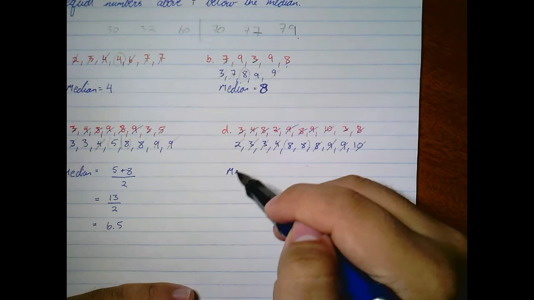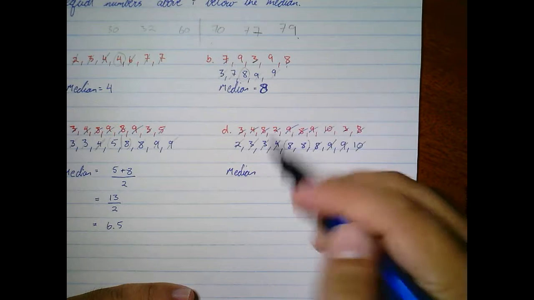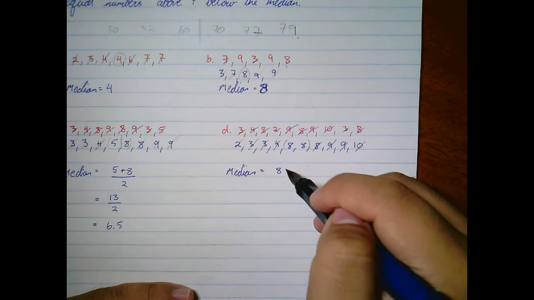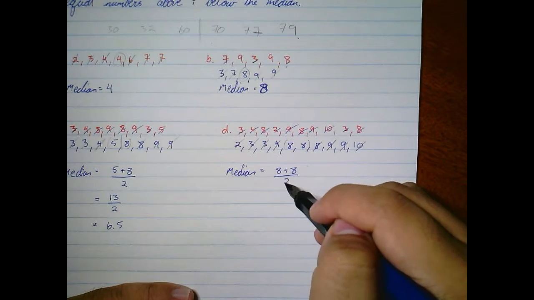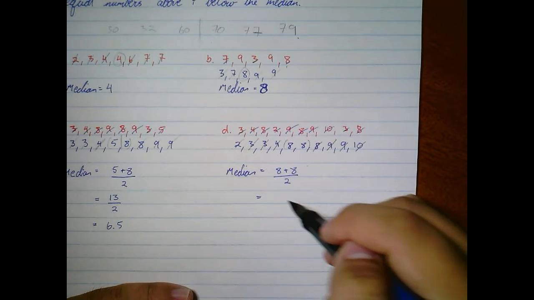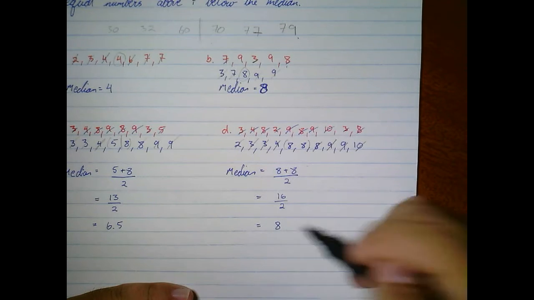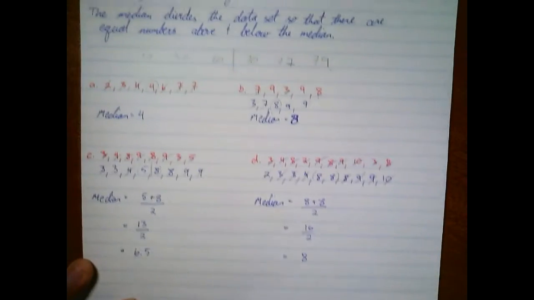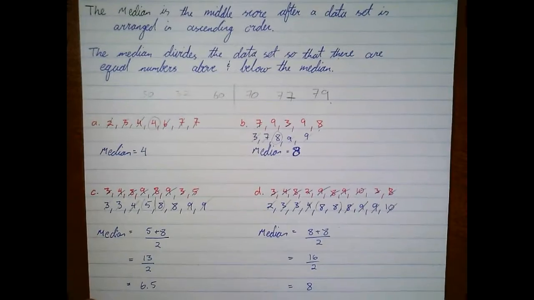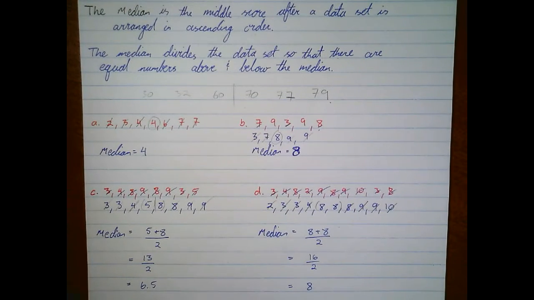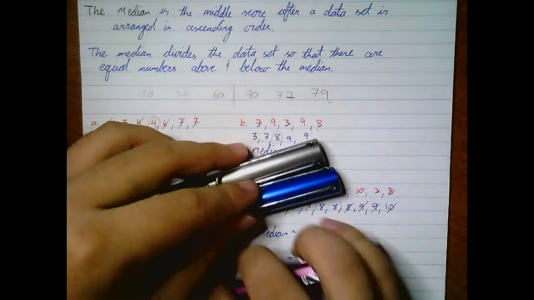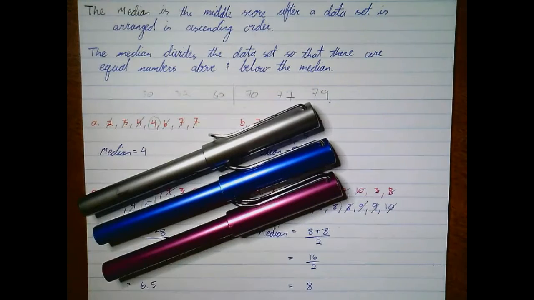So we go, median is equal to 8 plus 8 over 2. That's 16 over 2, which gives us a median of 8. Okay, so I hope that helps you in understanding how to calculate the median from a data set.